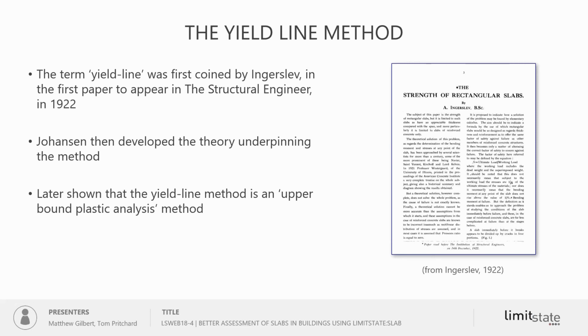The whole idea of yield lines probably goes back to a paper that appeared in the Structural Engineer journal almost 100 years ago. It was identified that when rectangular slabs were tested, they appeared to get hinge lines or yield lines defining the mode of response at collapse. This concept was picked up and developed much more fully by Johansen some years later, and it was later shown that the yield line method is actually an upper bound plastic analysis method.